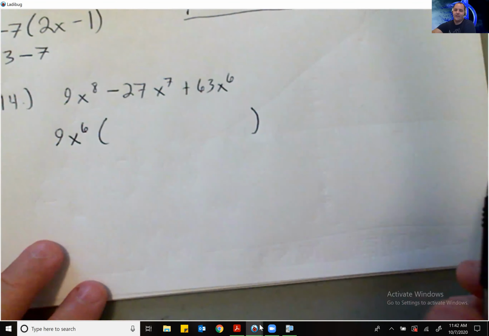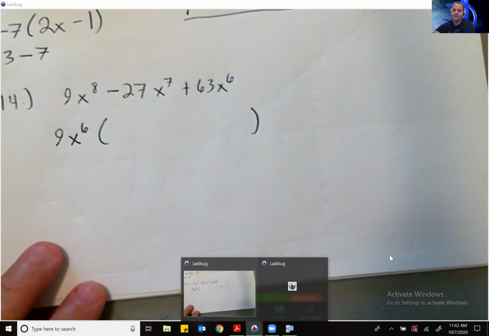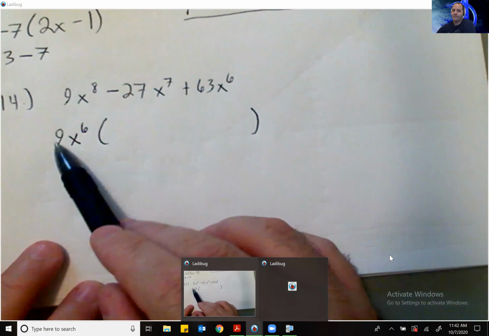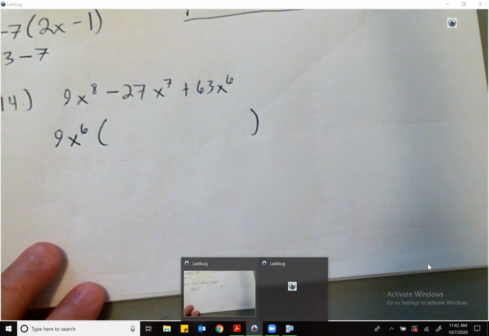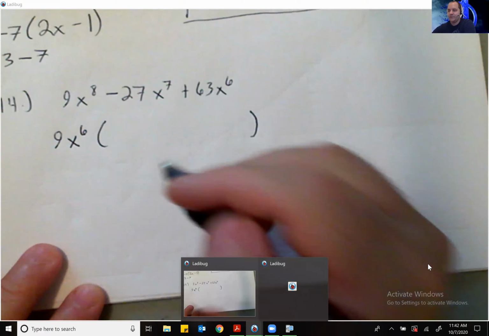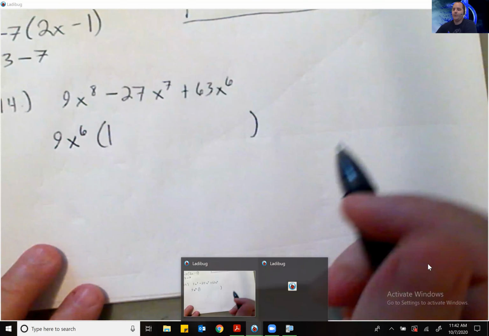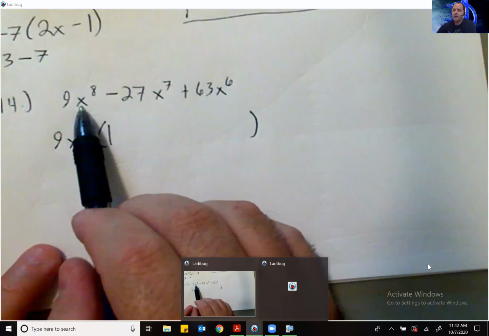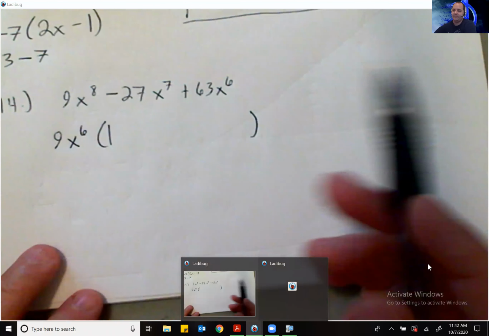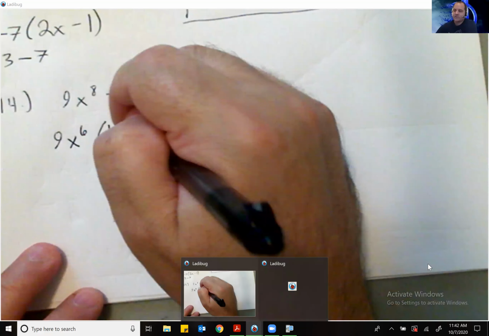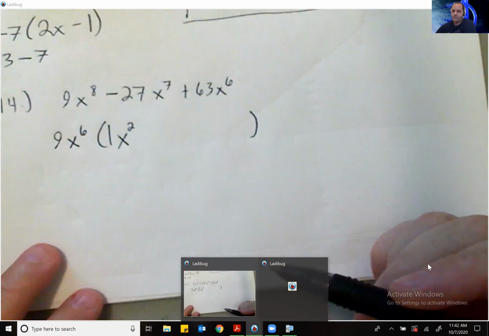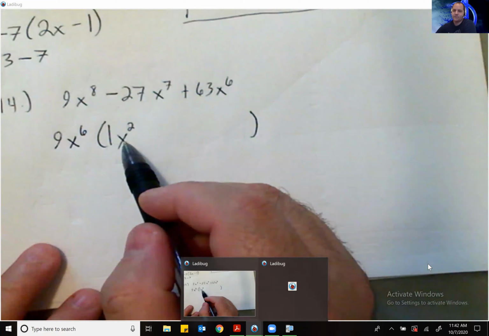So, let us continue on. What is 9 divided by 9? 1. So you can either write the 1, but you don't have to. I'm going to go ahead and put the 1 there. It doesn't matter. So this guy had 8. We took 6 of them. How much does he have left? 2. So there's an x squared there. There were 8 x's. I took 6 of them. So that's x squared that's left.